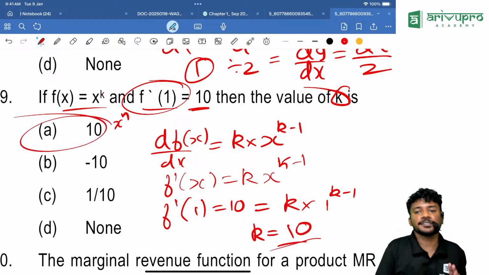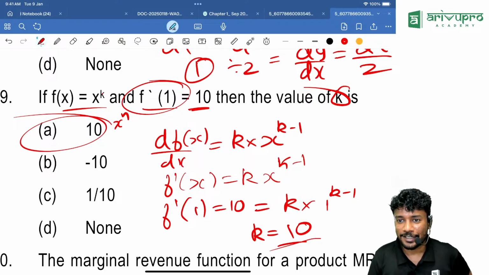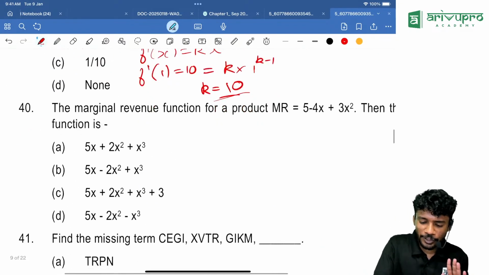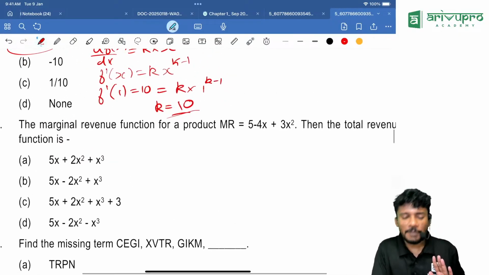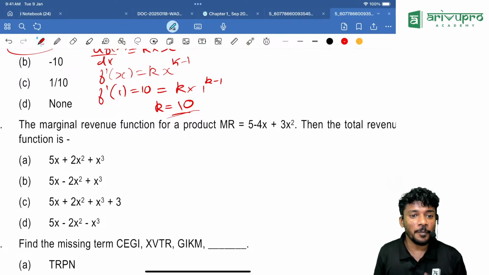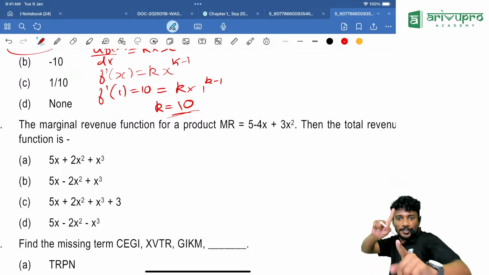Option A is our answer. Another option A. Understood? Basic formula. Now we are going to the last question from the maths part of this mock test, or this MTP 1.